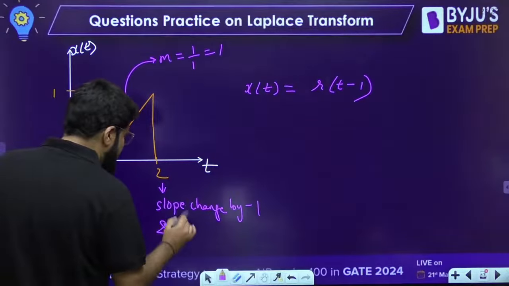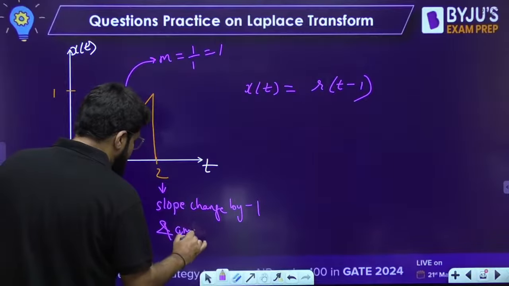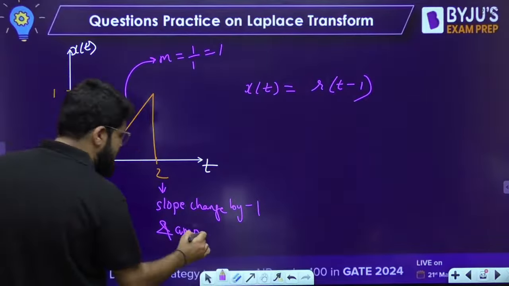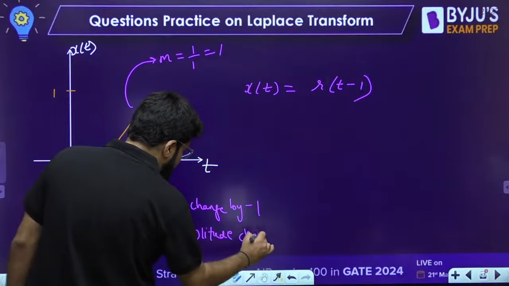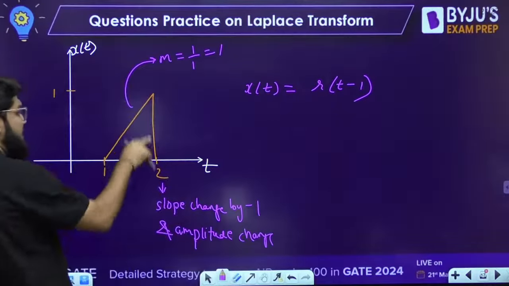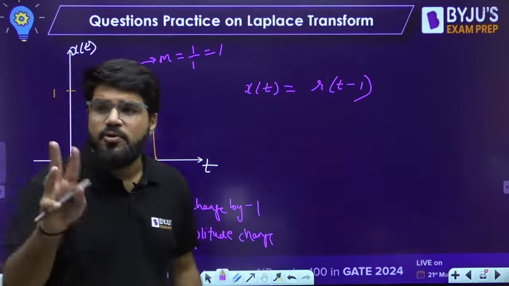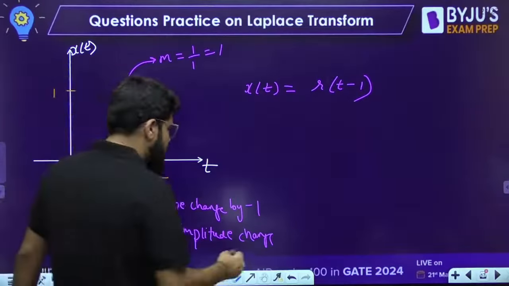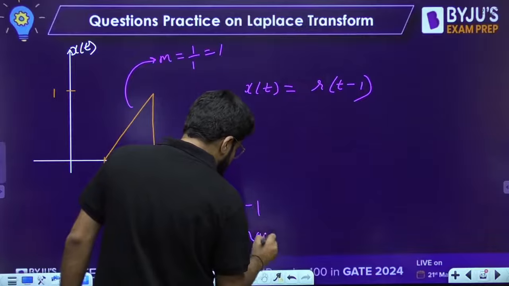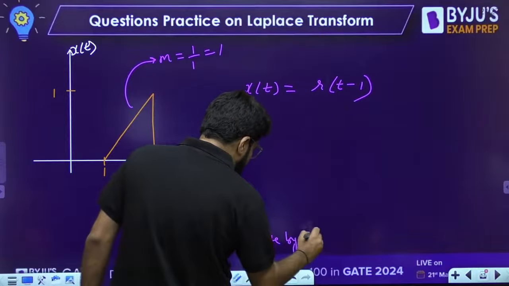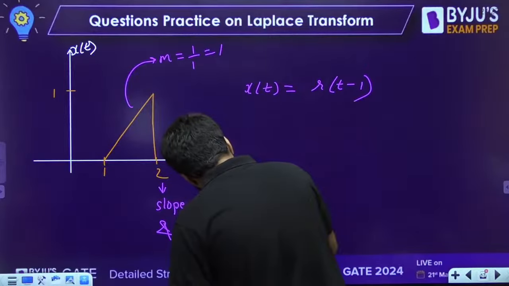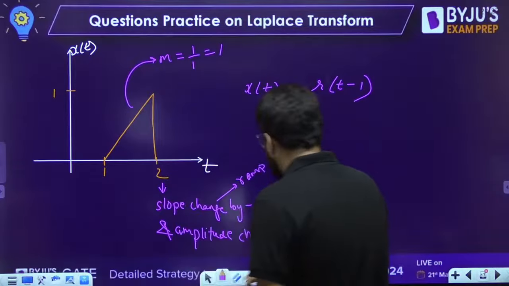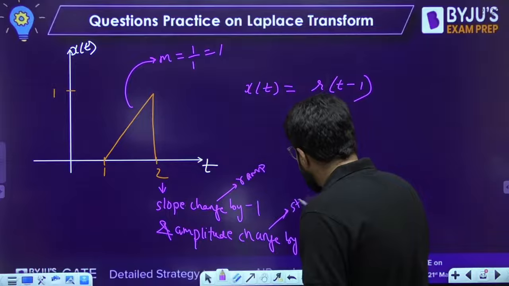Also, there is a value change. There is an amplitude change. Amplitude was 1, suddenly it becomes 0. Amplitude at t equal to 2 reached 1, but a sudden drop or sudden increase in amplitude can be represented by step signals. Okay, so there is an amplitude change, that too by -1. Meaning amplitude drops. Okay, now slope change: ramp signal. Amplitude change: step signal.